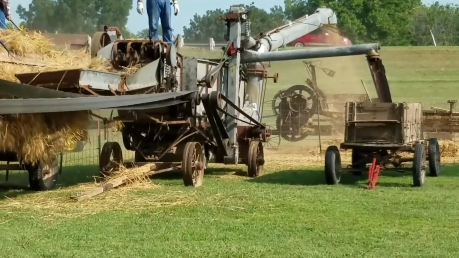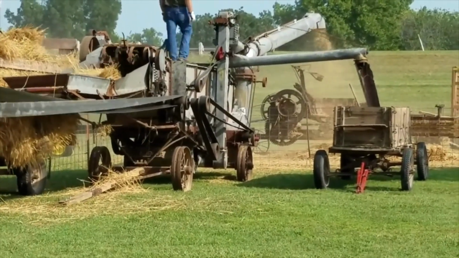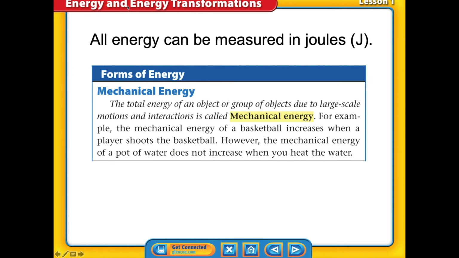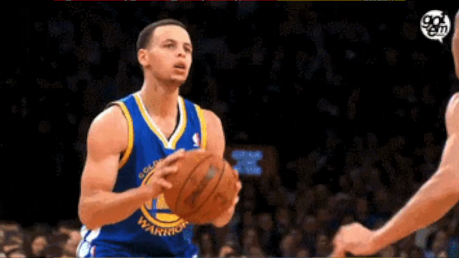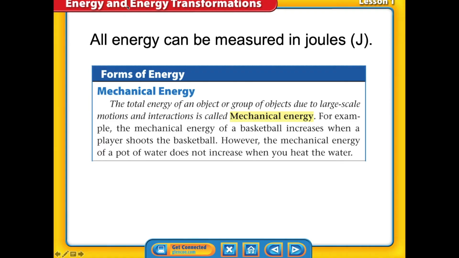Now, there is an example on the screen. The mechanical energy of a basketball increases when a player shoots the basketball. So what are the parts and pieces when you shoot a basketball? Well, in this case, it's the human body: the arms, the wrists, the fingers, the elbow, the legs when you're shooting a jump shot. All of this is part of the mechanical energy of shooting a basketball. Then it says, however, the mechanical energy of a pot of water does not increase when you heat the water. There's really no large group of objects here.